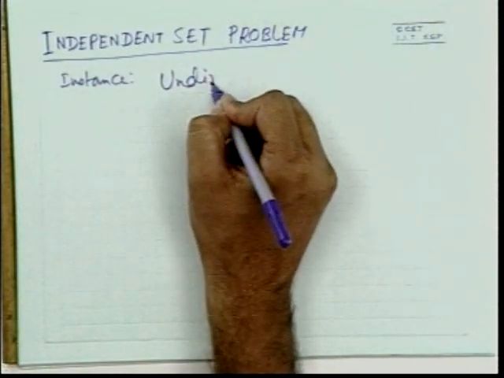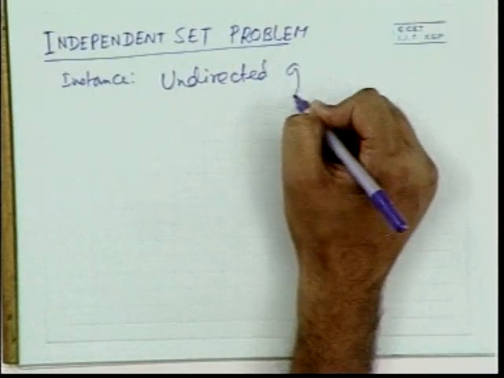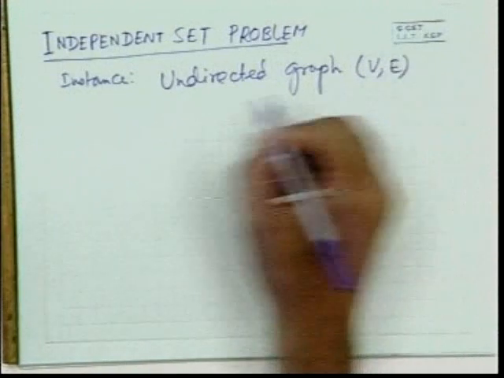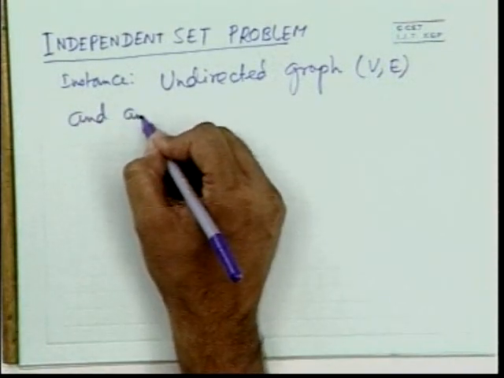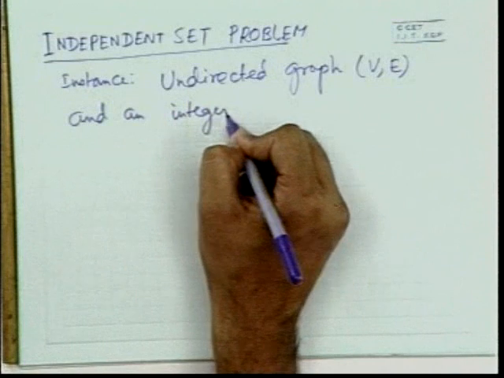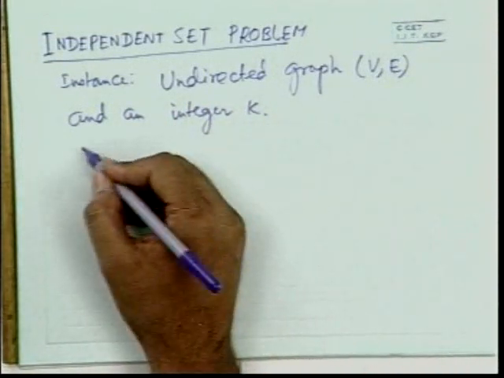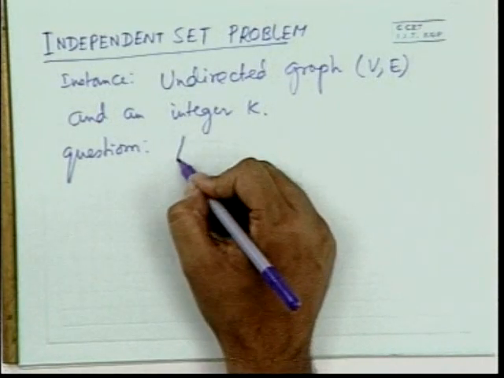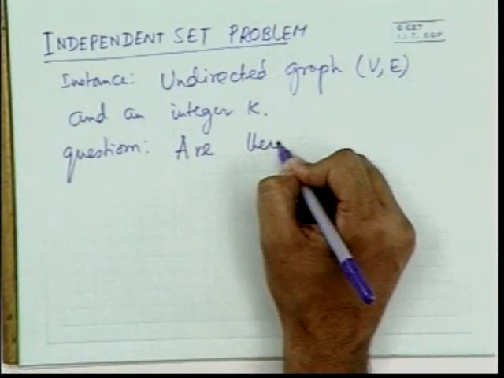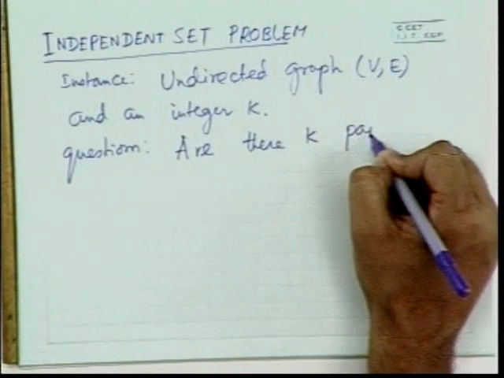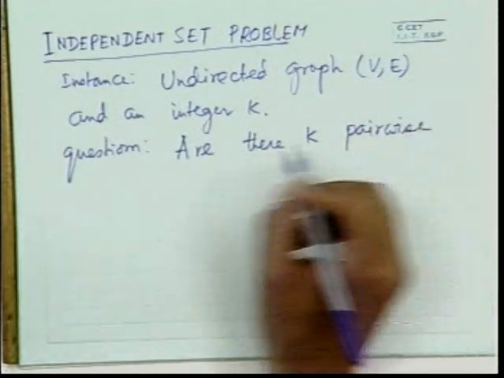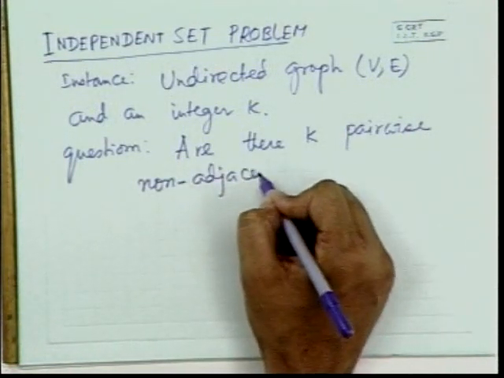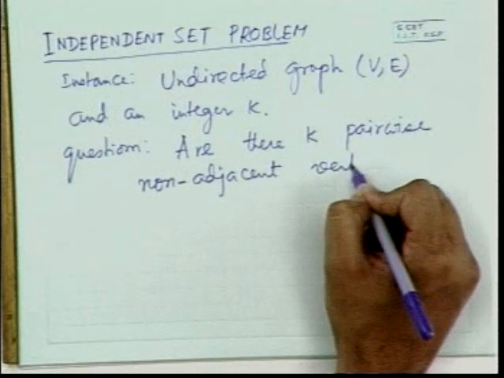An undirected graph V, E, and an integer k. Question is this: are there k pairwise non-adjacent vertices?